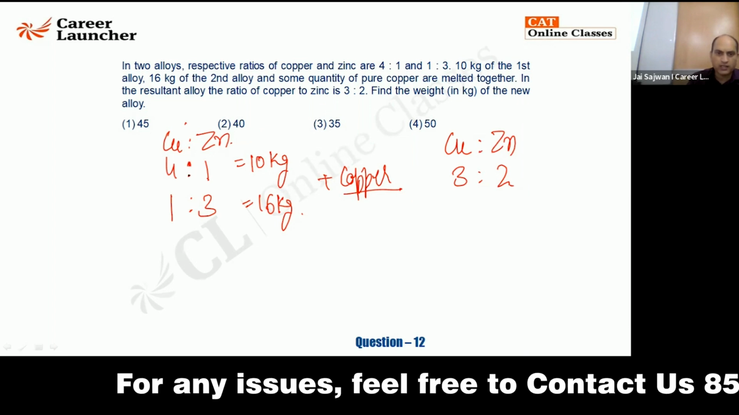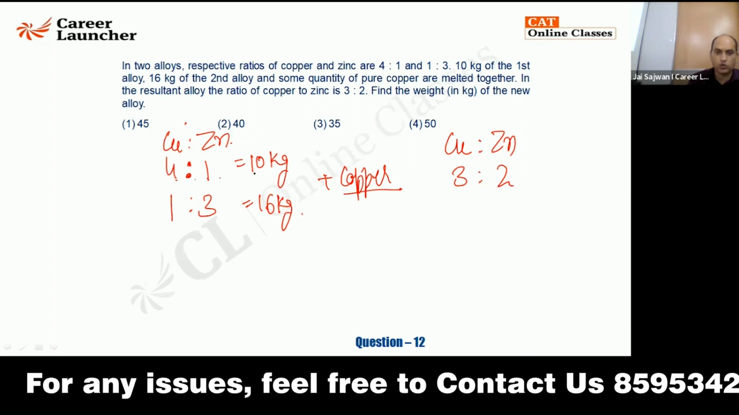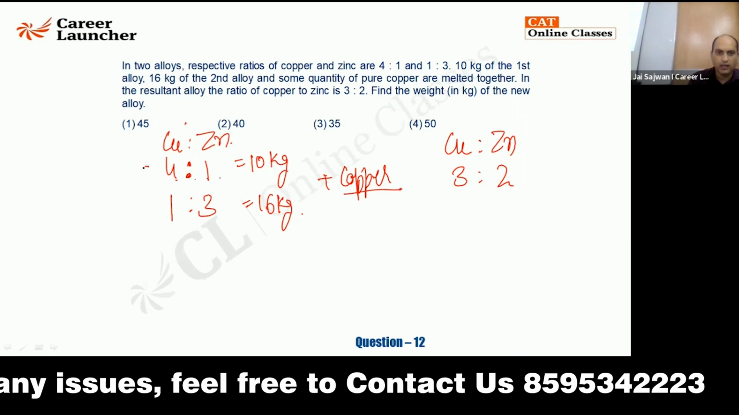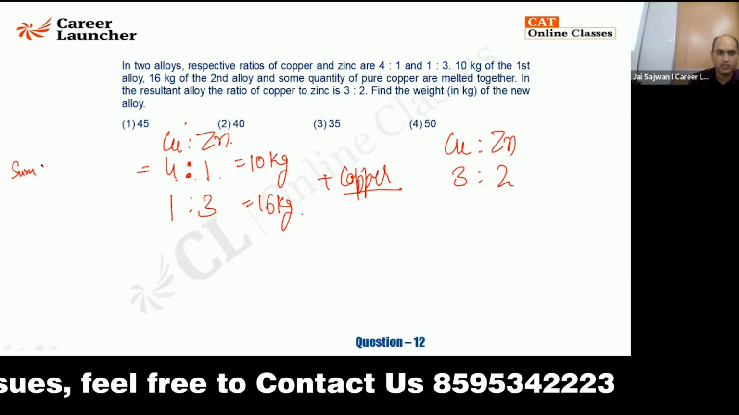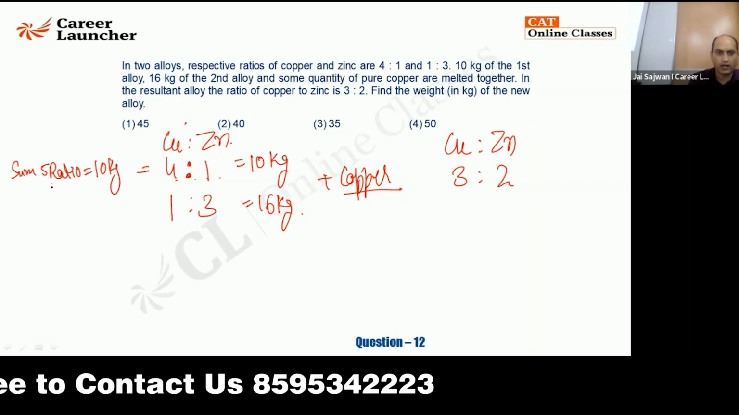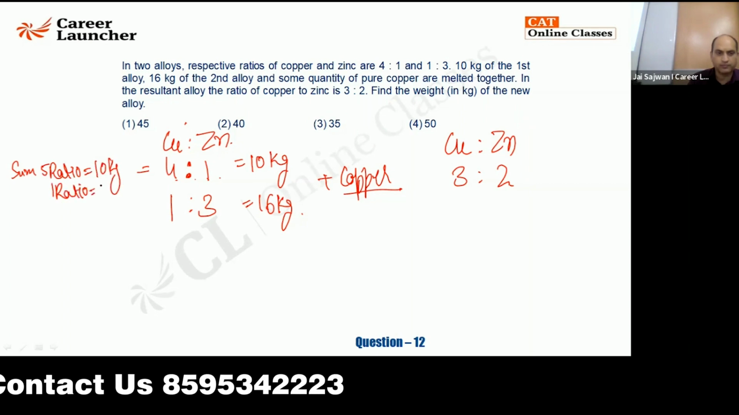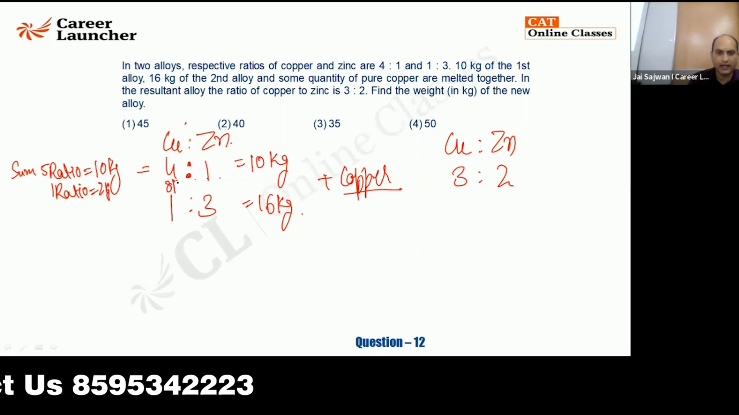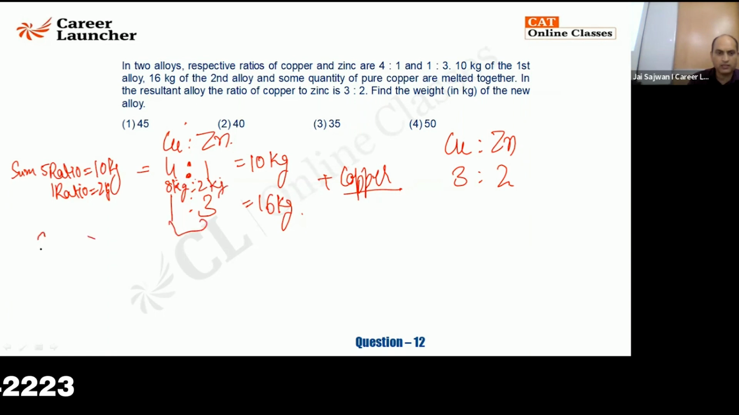So let's do this first. The ratio of copper to zinc is 4:1 and that is equal to 10 kg. The sum of them is 5 ratio, which comes out to be 10 kg. So 1 ratio is 2 kg. So from this, this is 8 kg and this is 2 kg. In the second, the sum is 4 ratio, which is equal to 16 kg, so 1 ratio is 4 kg. So this comes out to be 4 kg and this comes out to be 12 kg.